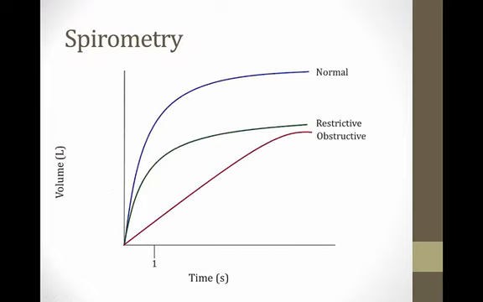The data you get from a spirometry test is called a spirogram, and there are 3 spirograms on this picture here, one from a normal patient in blue at the top, one from a patient with restrictive disease in green, and one from a patient with obstructive disease in red.